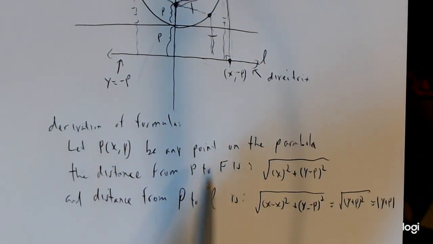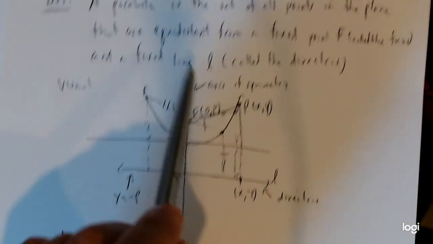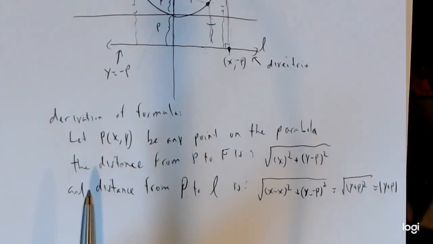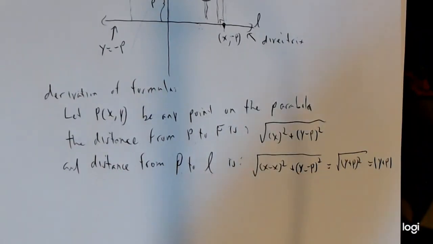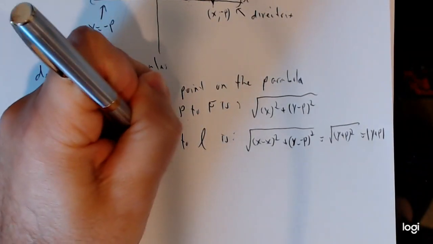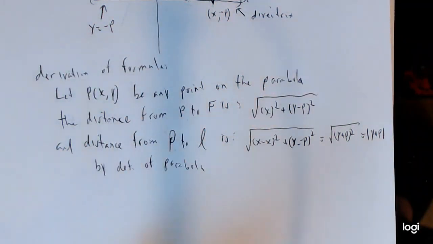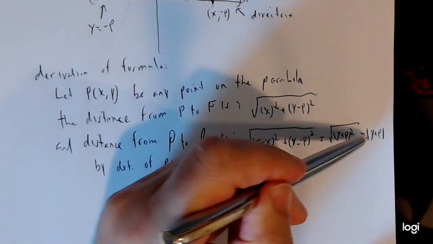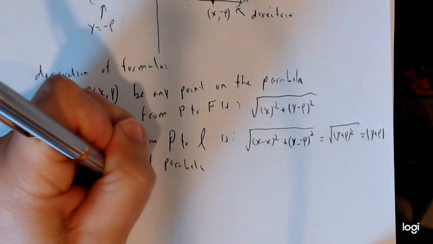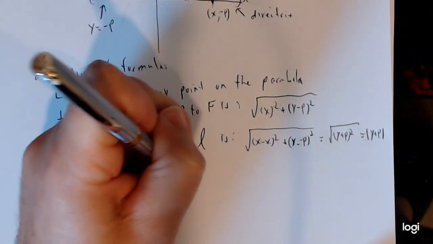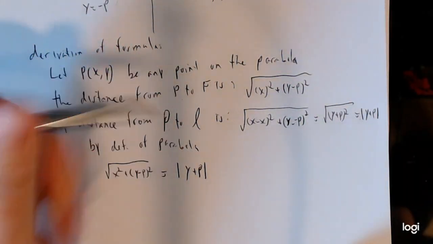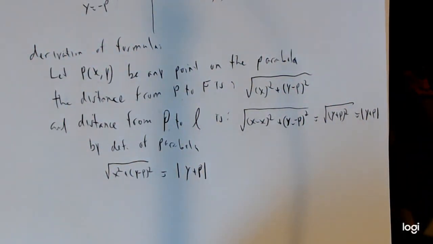So what have I done so far? I found the distance from P to F and the distance from P to L. Now, by definition, what do I know about those distances? They must be equidistant, which means these two have to be equal. So by the definition of a parabola, we can then say what? These two distances are equal. So the square root of x squared plus the quantity y minus p, squared, has to equal what? The absolute value of y plus p. Okay? Now, with that said, if that's the case, then what is it that we know?